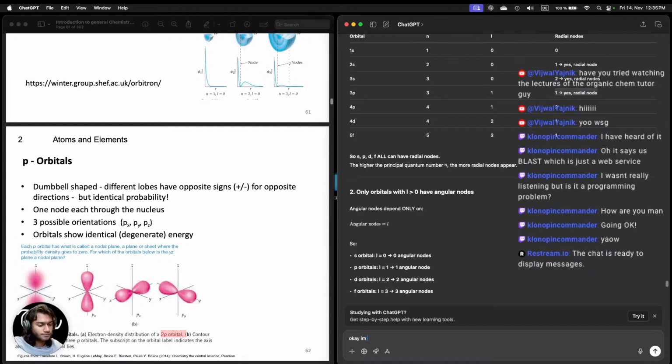Okay, I'm confused on the radial node in the p orbital. Could you explain that?